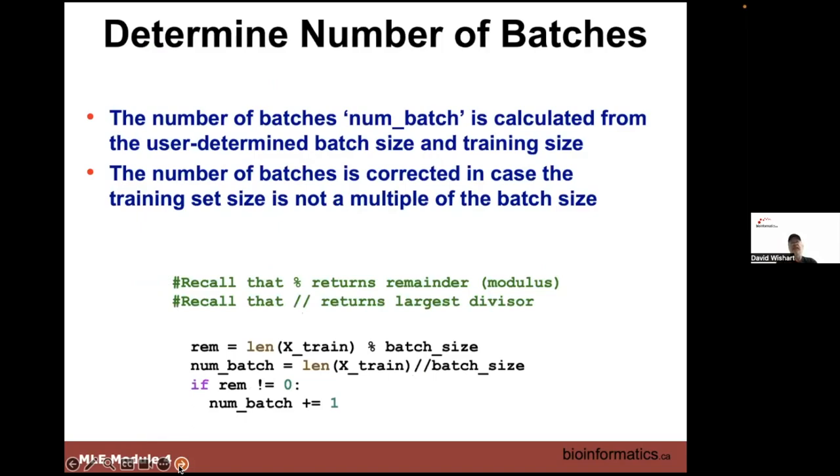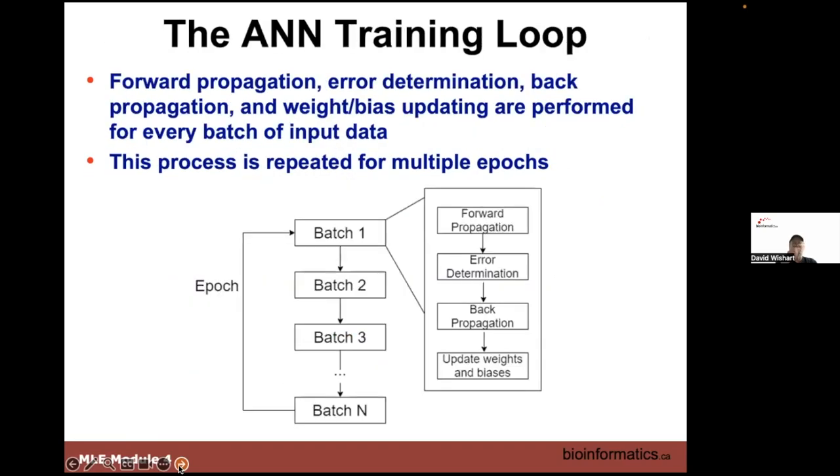Likewise, there's batches, and we've chosen to do batch learning just like we did with the neural net. And again, we try and make sure that the number of batches corresponds to a whole number and that the number of items in those batches is also non-fractional. We've also talked about the neural net training loop, where you do forward propagation, error determination, back propagation, weight and bias updating. And you do that both within the training set, then within different batches, and then within different epochs. So we've got repeats on repeats.